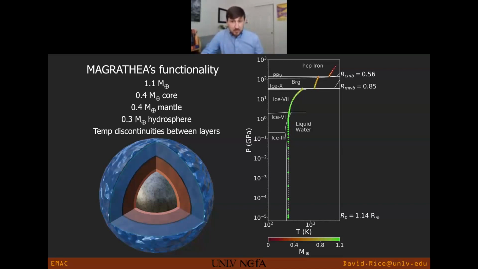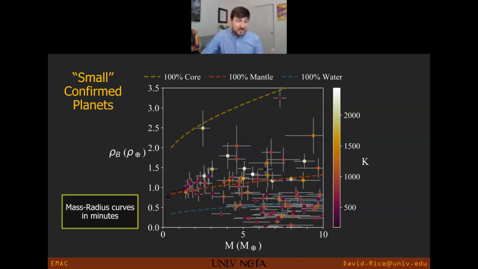First, you might want to make mass radius curves for your work. So this is actually a bulk density with planetary mass plot. And the lines here are drawn with MAGRATHEA for 100% core, 100% mantle, and 100% water planets. And we see our confirmed small planets of less than 10 Earth masses, with some uncertainty cut off on their masses and radii, really span this area. So we have planets all the way up here at the 100% iron line, and planets that require some volatile layer or require an atmosphere on them. And you can draw these mass radius curves in just minutes with MAGRATHEA, with the most up-to-date equation of state from the literature.